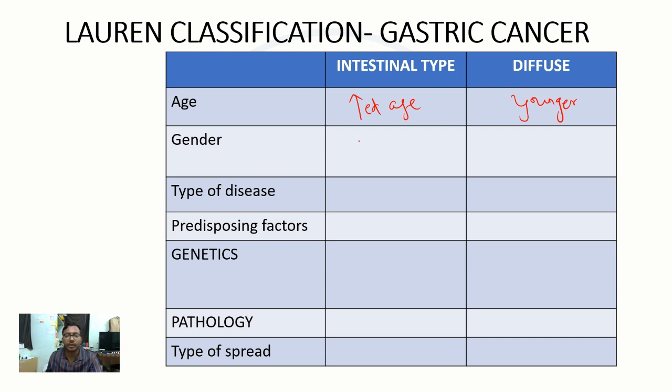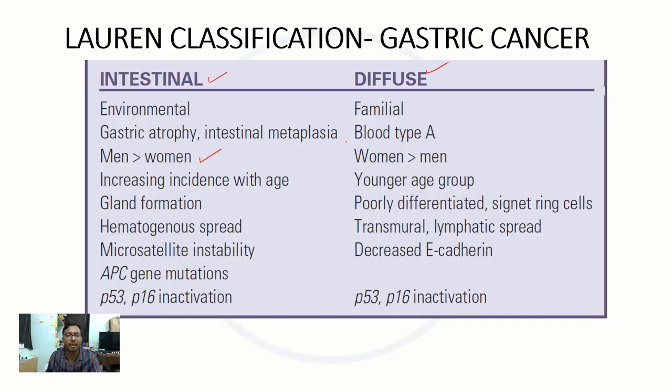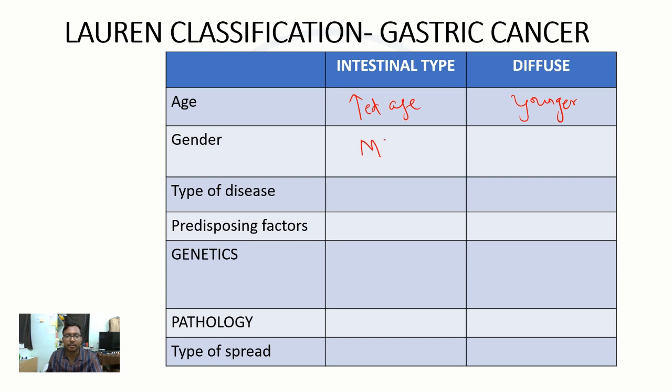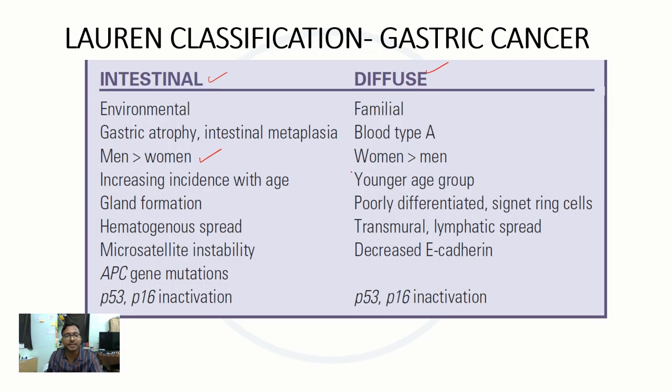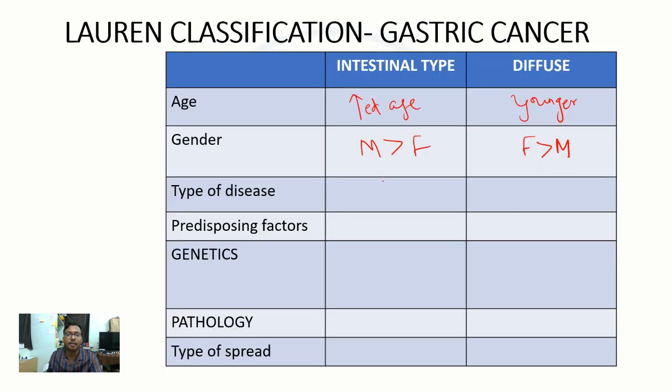Then, as you can see, the intestinal type is more common in males, so males greater than females, whereas the diffuse type is more common in ladies. Then what type of disease is intestinal? Usually it is more of an environmental etiological factor, whereas the diffuse type is more commonly seen in families. It runs in families basically, so it is more of a familial disease.